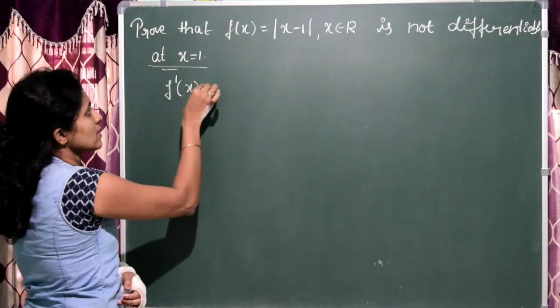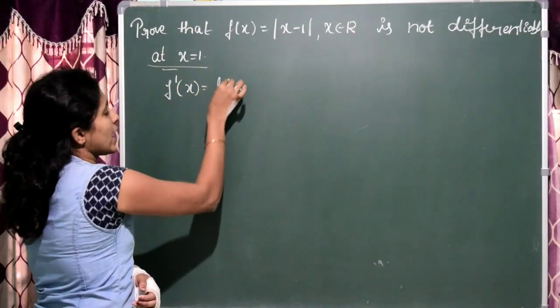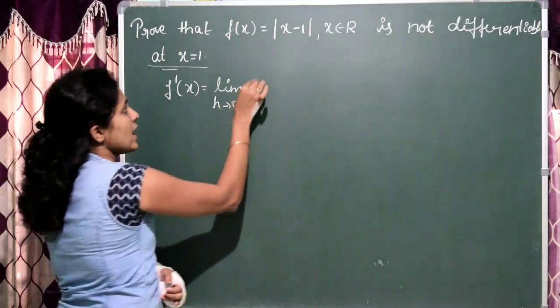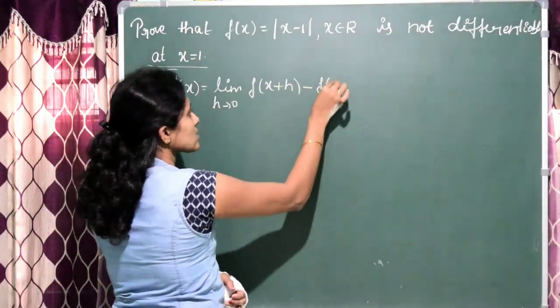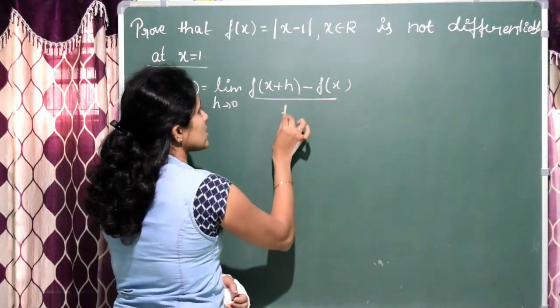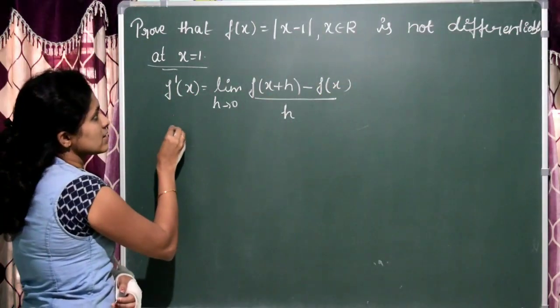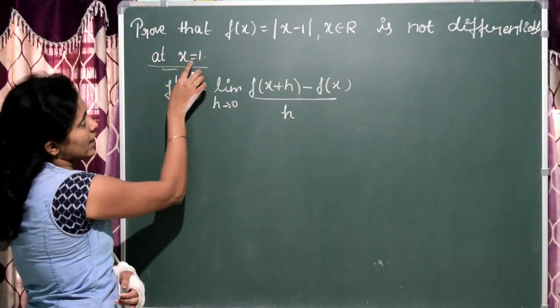F dash of x is equal to limit of h is tending to 0, right? F of x plus h minus f of x divided by h. Now this is a formula. Now this is equal to, at the point you have to check at x is equal to 1.